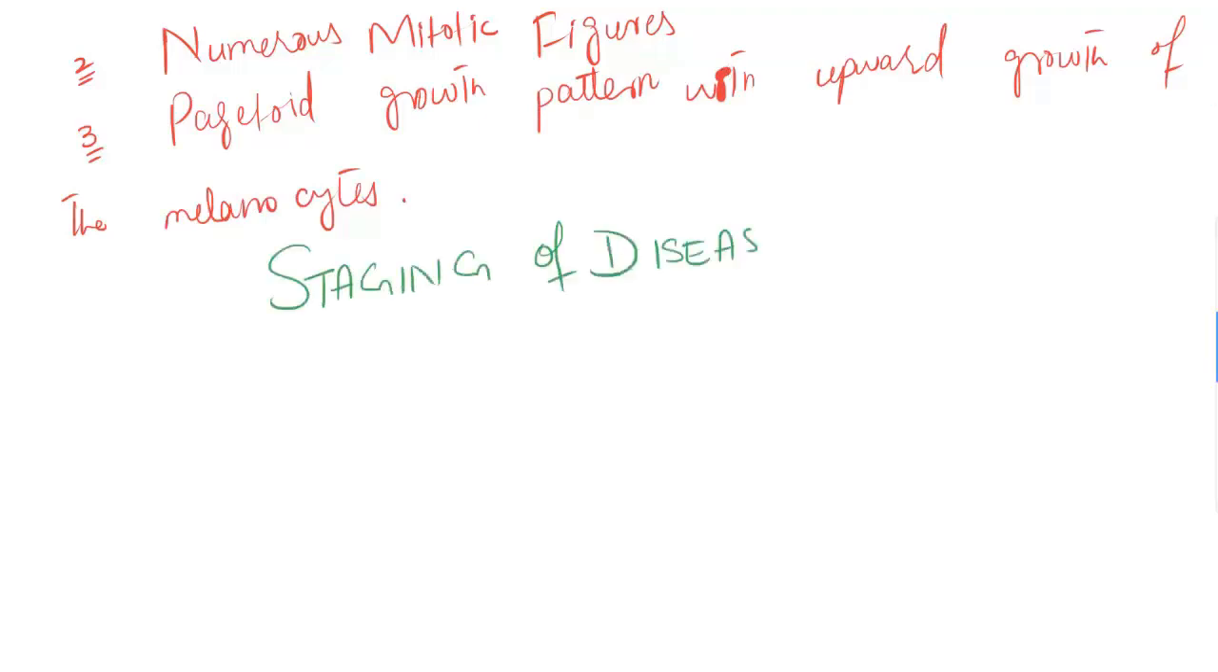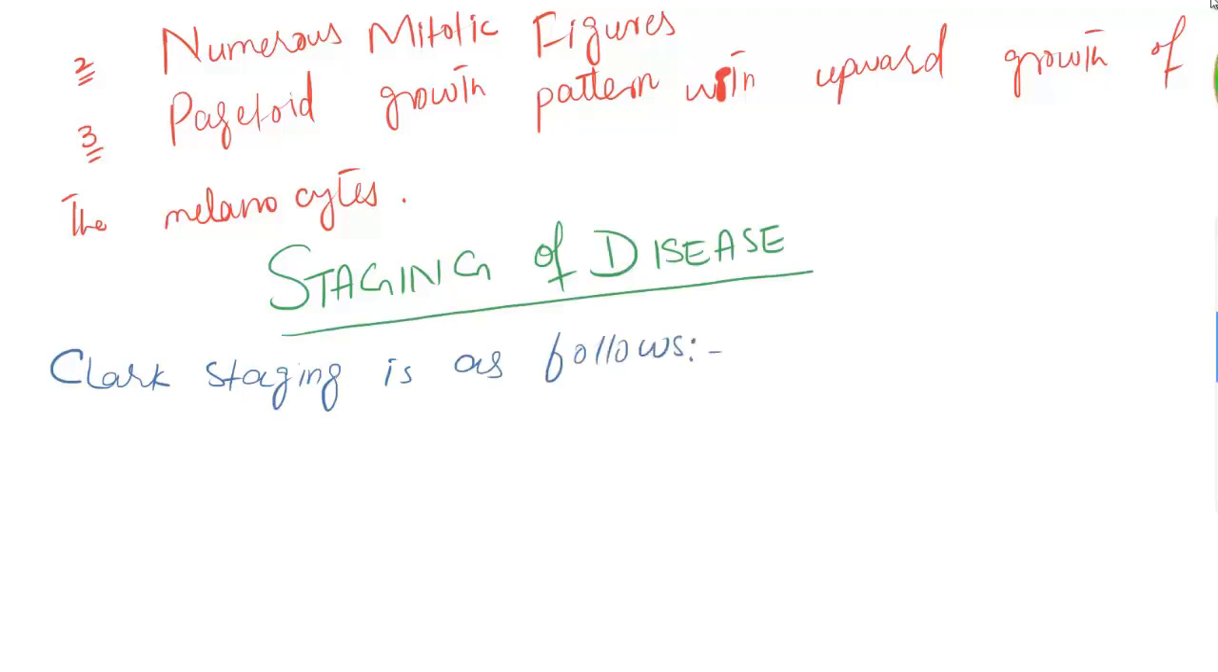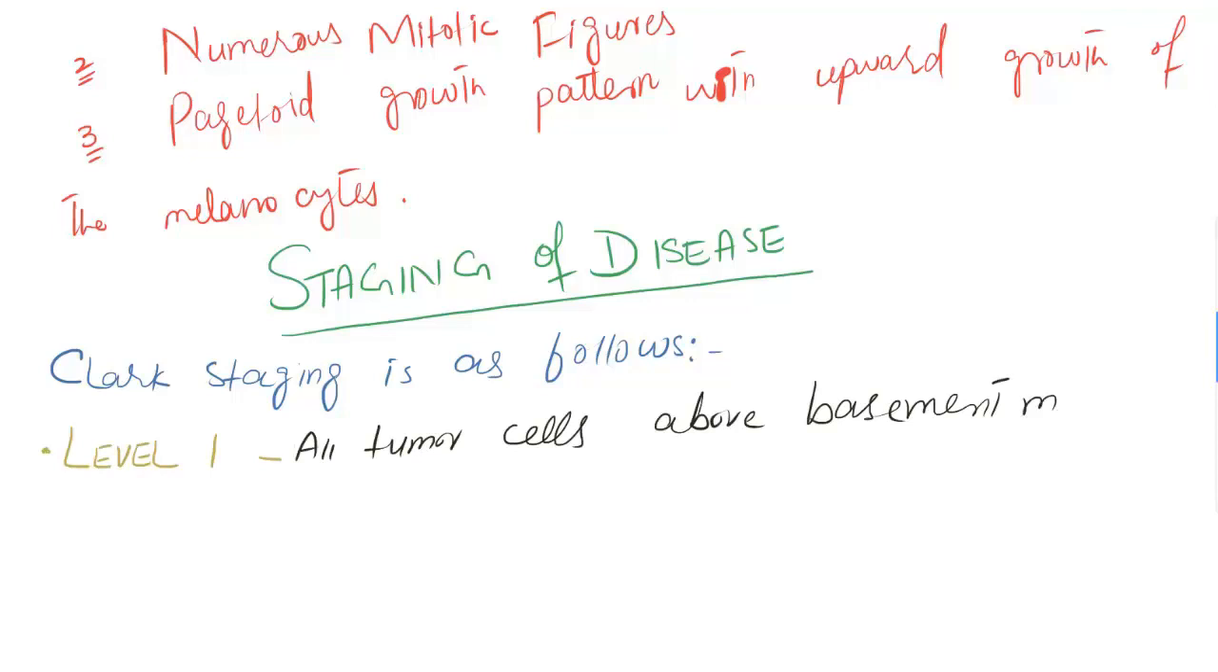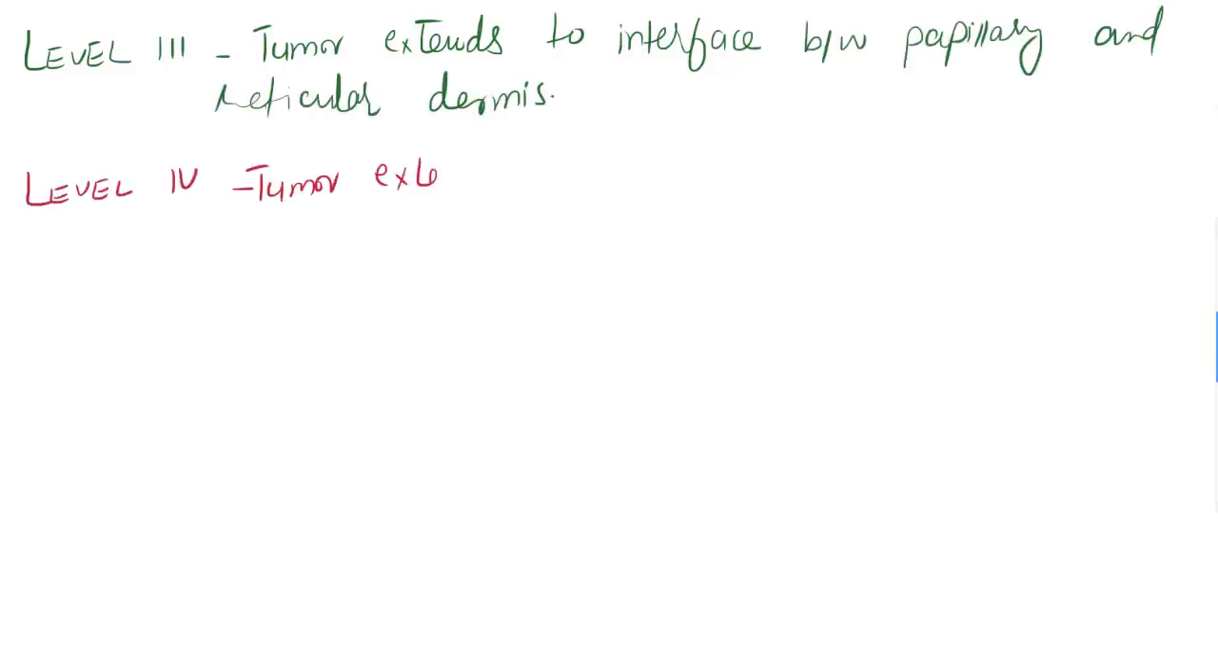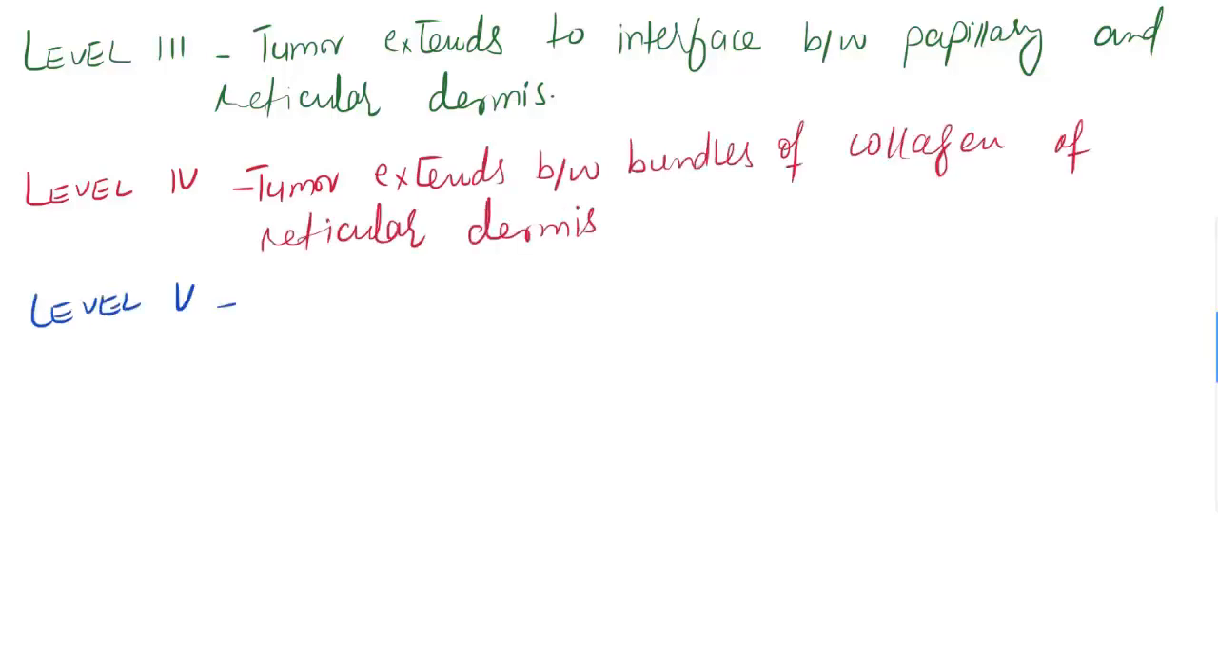Now, staging of malignant melanoma. Clark staging is as follows. Level 1, all tumor cells above the basement membrane, disease is in situ. At level 2, tumor extends into the papillary layer of the dermis, and at level 3, tumor extends to the interface between the papillary and reticular dermis. At level 4, tumor extends between bundles of collagen of the reticular dermis, into the reticular layers of the dermis. And level 5, tumor invasion of the subcutaneous tissue.